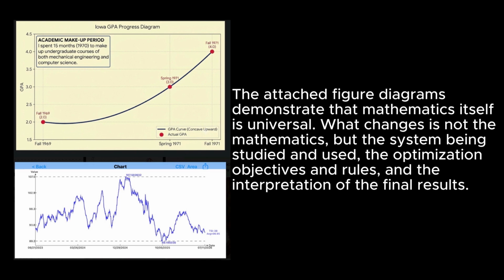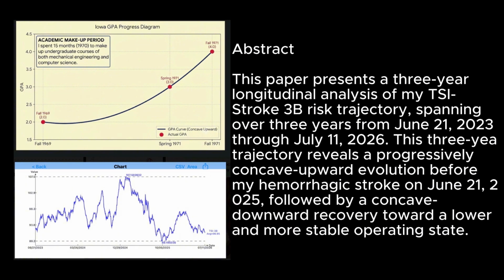The attached figure diagrams demonstrate that mathematics itself is universal. What changes is not the mathematics, but the system being studied and used, the optimization objectives and rules, and the interpretation of the final results. Abstract: this paper presents a 3-year longitudinal analysis of my TSI-Stroke3B risk trajectory, spanning over 3 years from June 21, 2023 through July 11, 2026.